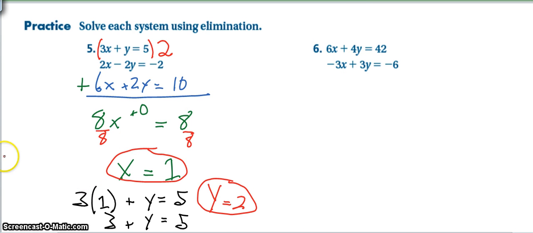Right after we write, because we need to get in this habit and I need to make sure that we're doing this, write the solution as the point. So our point 1, 2, that is the solution of these equations. Go ahead, try 6. Pause the video now.